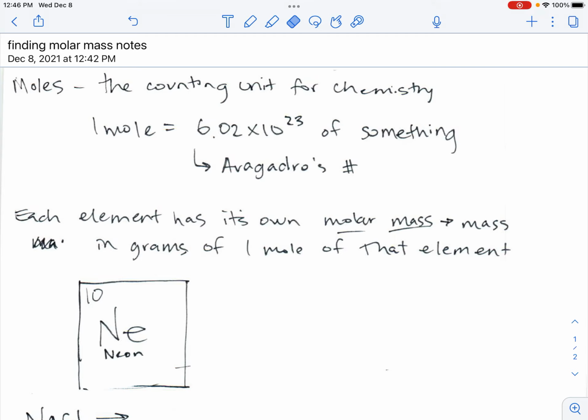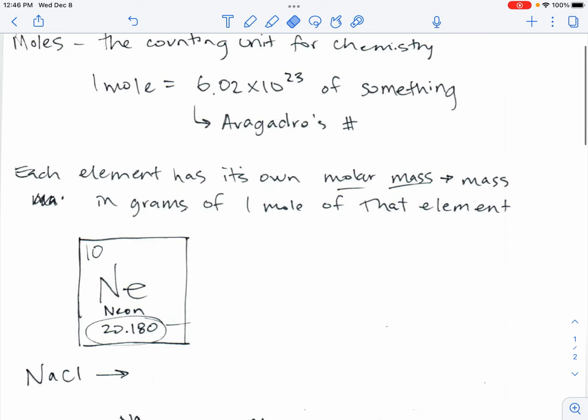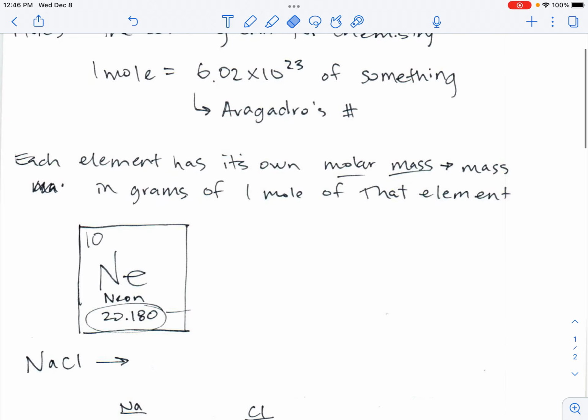So each element has its own unique molar mass, which is also known as the mass in grams of 1 mole of that element. And guess what? You can find it on the periodic table. It's very, very easy to do. I picked neon here, right down there at the bottom of the periodic table. That number, we previously talked about as the atomic mass units, which is true. It is, but it has two meanings.